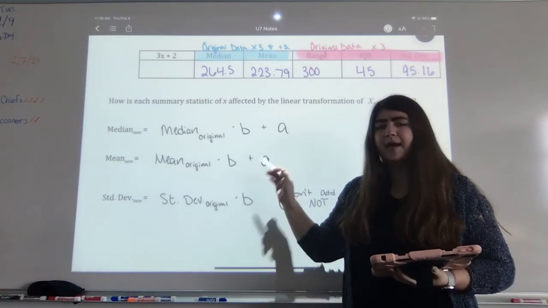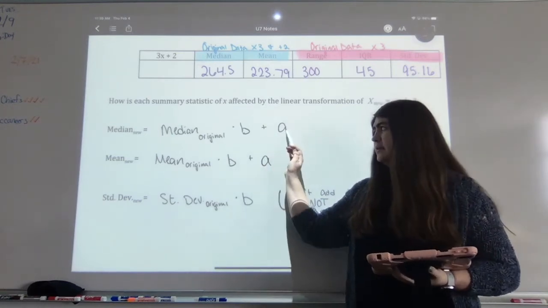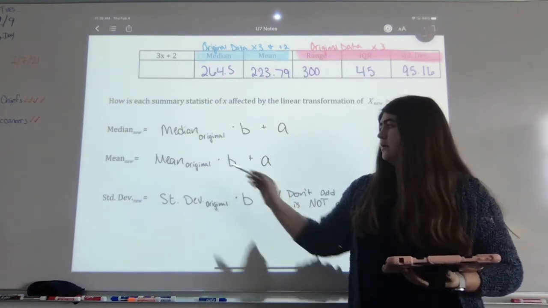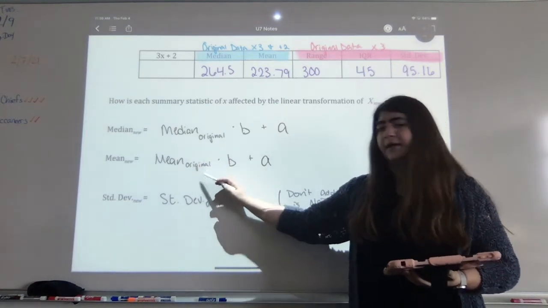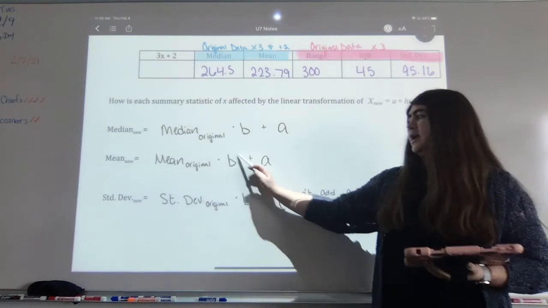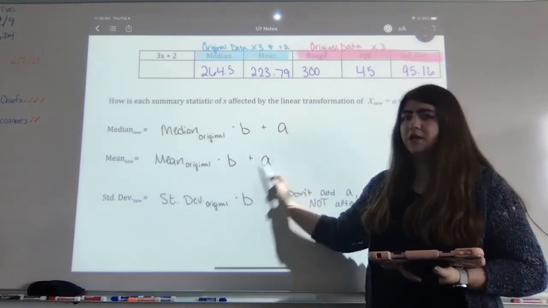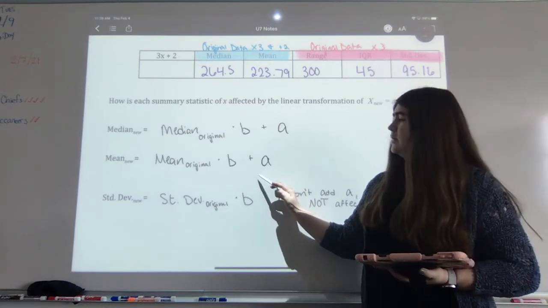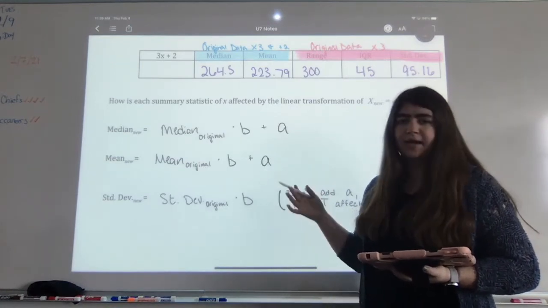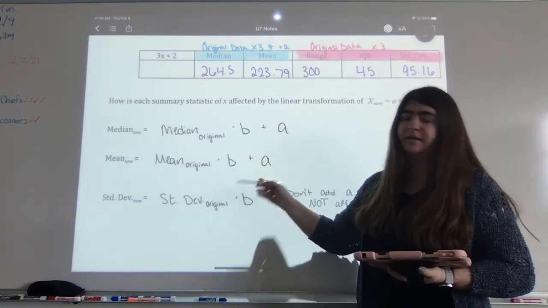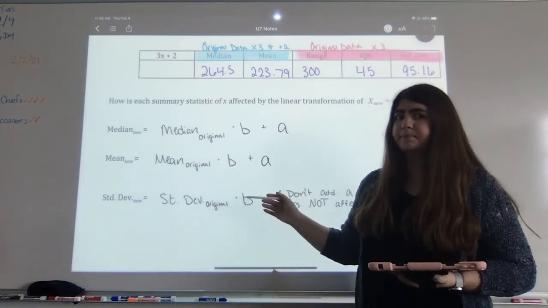If you didn't have any multiplication, you would only add. If you only had multiplication, you would only multiply. For the mean, you take the original value and you multiply it by the change in multiplication, and then you would add the change in addition. And both of those pieces, again, just like before, if you don't have multiplication, you just add. If you don't have addition, you just multiply.